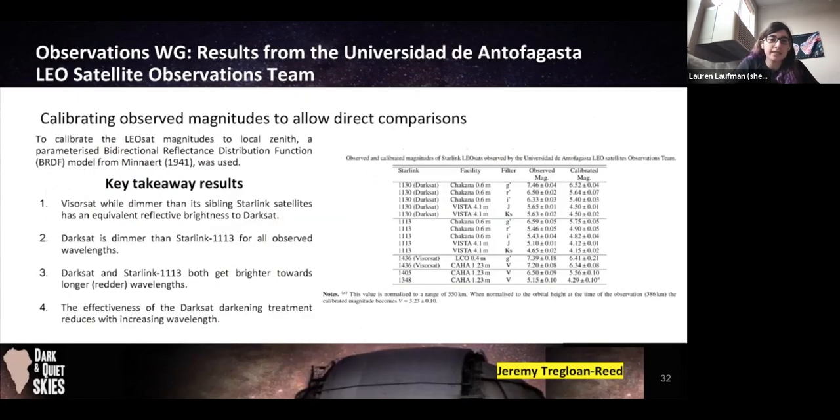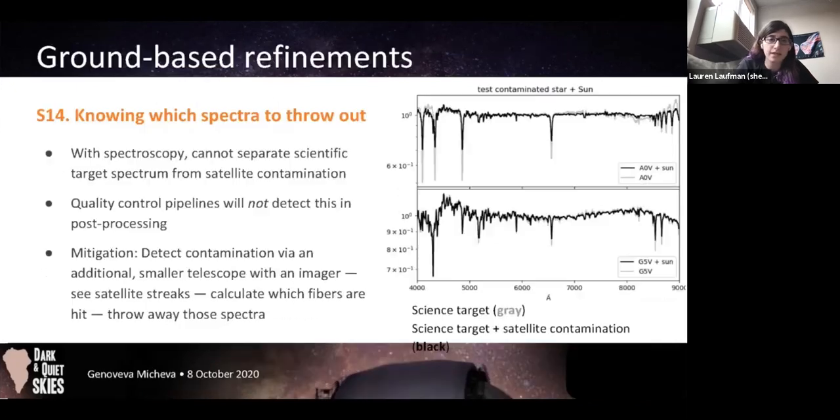Here are further measurements, which I've already been over, but they found that Darksat and VisorSat had similar brightnesses, but regardless, they were not good enough to be even not visible to the naked eye. They also found that both Darksat and Starlink get brighter towards the longer, redder wavelengths, which means that they are absorbing a bit more infrared, which wasn't part of the LSST case study because they were only measuring optical, but that is interesting to note for people who care about infrared stuff.